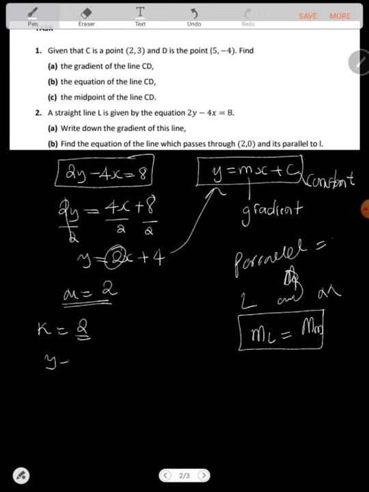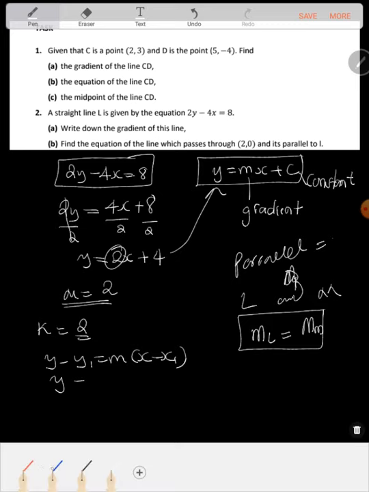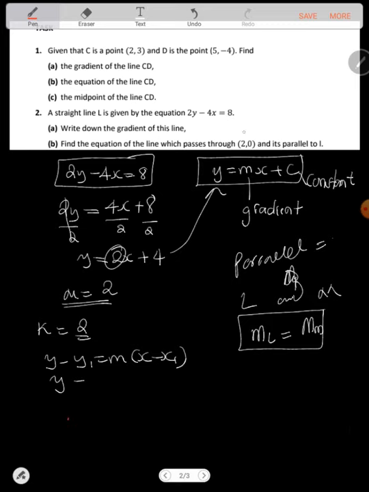Then we can find the equation using this, y minus y1 equals m times x minus x1. y1 is 0. m is 2 because they are parallel. x1 is 2. So then we have y minus 0, just y. 2 times x is 2x. 2 times negative 2 is negative 4. So you have something like that as the equation. Let's look at another example.